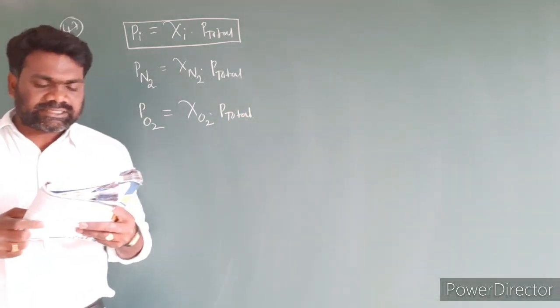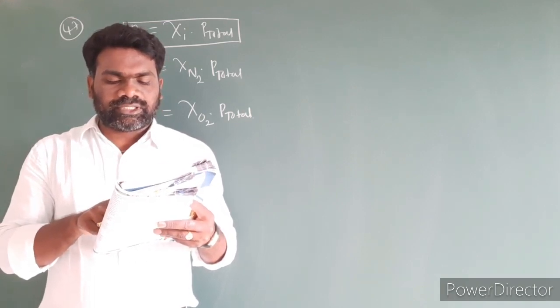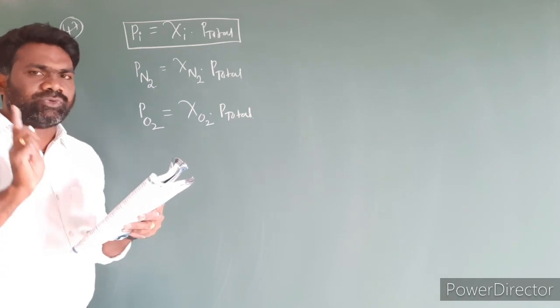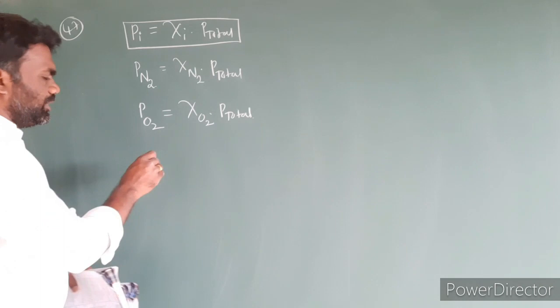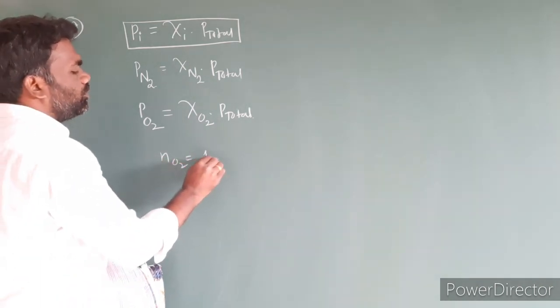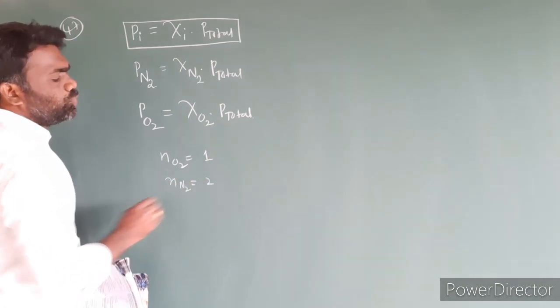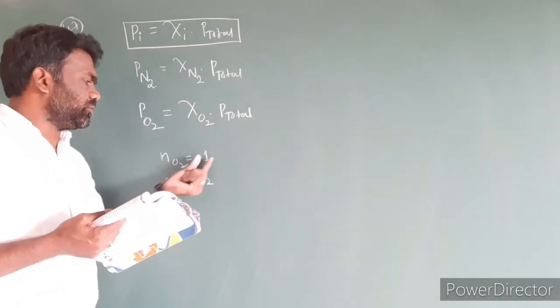Next, the data given is a gas mixture that contains oxygen and nitrogen in a 1:2 mole ratio. Here oxygen is 1 mole and nitrogen is 2 moles. The mole ratio is 1:2. The number of moles of oxygen given is 1 mole, and the number of moles of nitrogen given is 2 moles. The ratio of the number of moles of oxygen to the number of moles of nitrogen is 1/2.